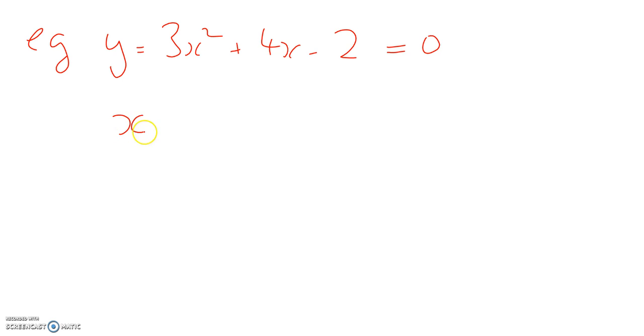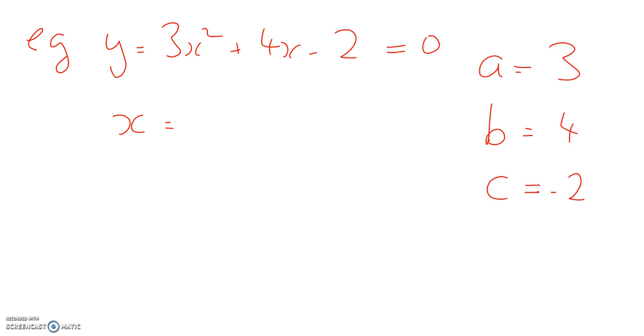So x equals, now we could try and factorize that. I'm not sure if it will factorize, but if we can't factorize it, then we use the quadratic formula. Now first we're going to note our coefficients. Our coefficient of x squared, a, is 3. Our b, our coefficient of x, is 4, and c equals minus 2.